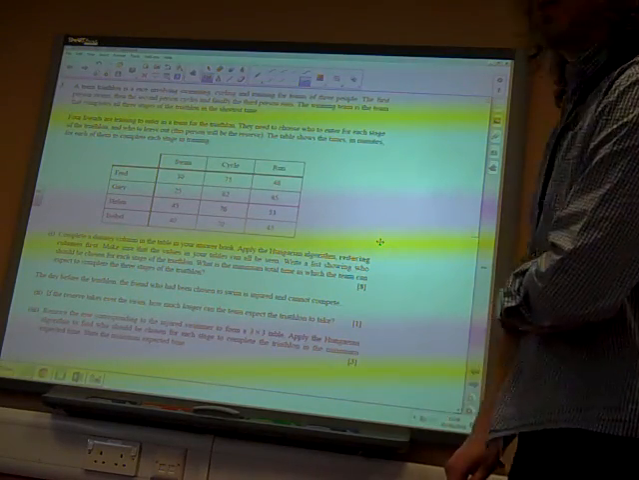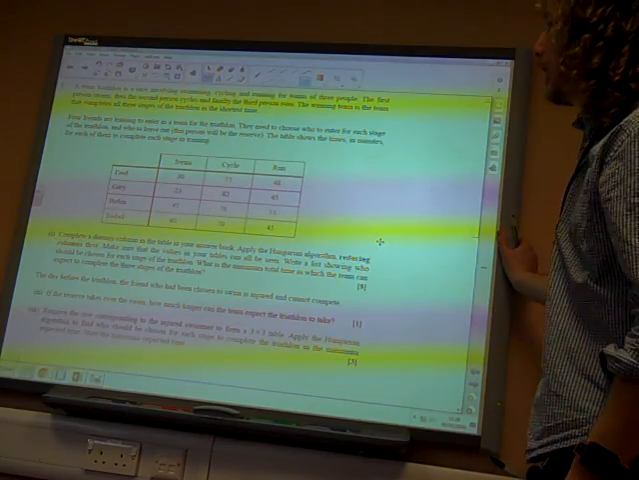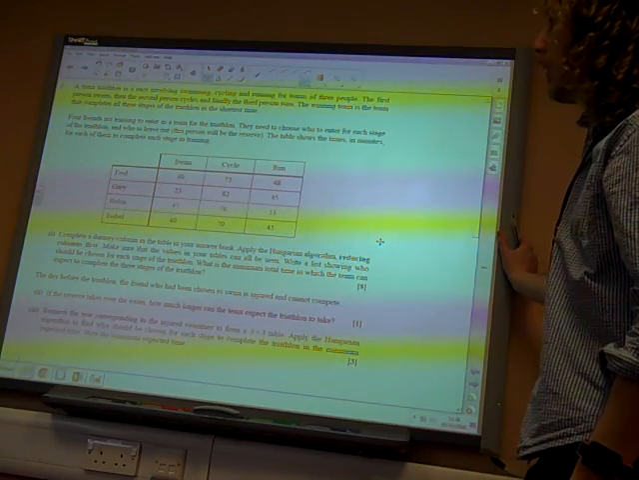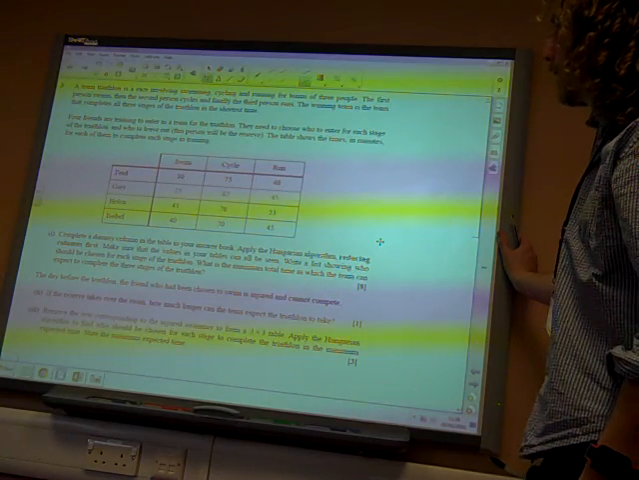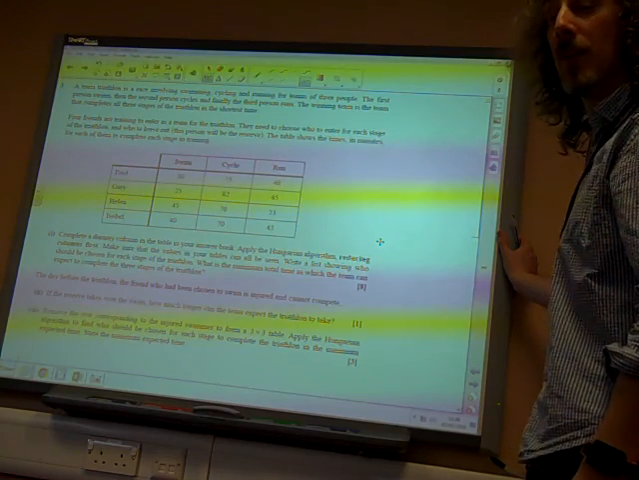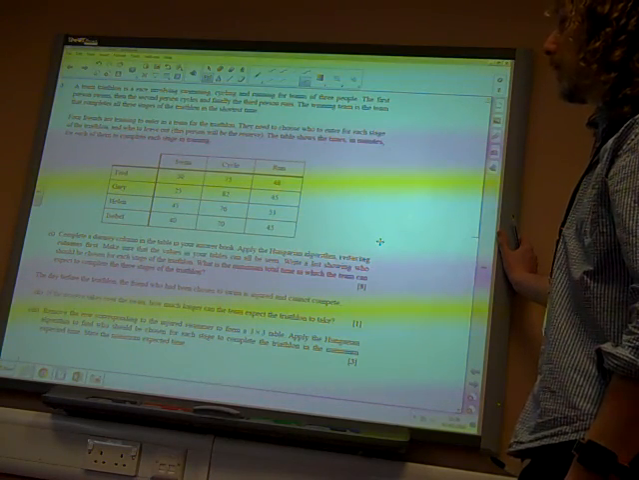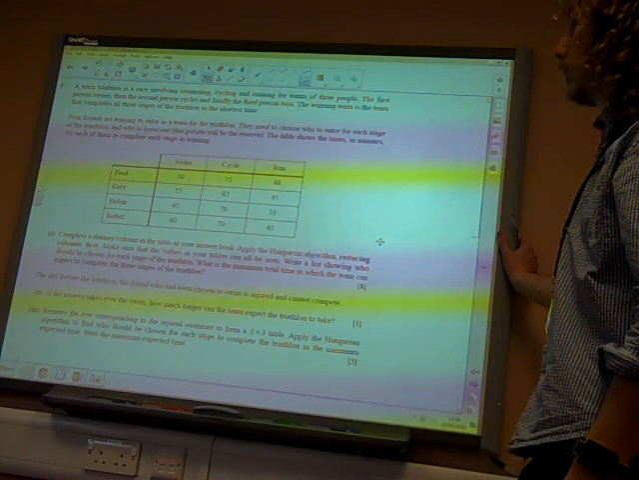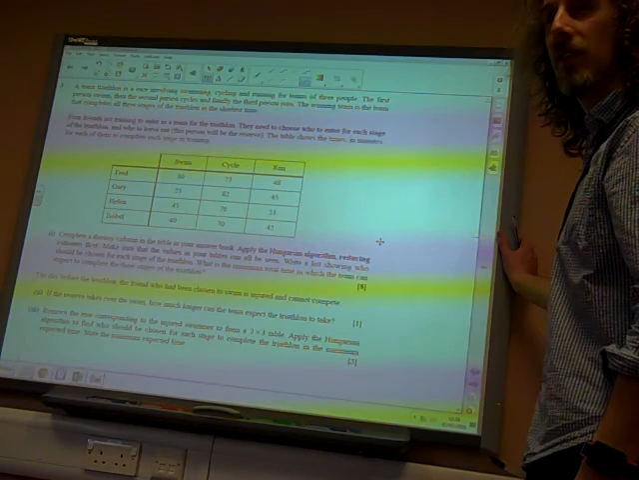Question 3. A team triathlon is a race involving swimming, cycling and running for teams of 3 people. The first person swims, the second cycles, the third person runs. The winning team is the team that completes all 3 stages of the triathlon in the shortest time. 4 friends are training to enter as a team for the triathlon. They need to choose who to enter for each stage of the triathlon and who to leave out.